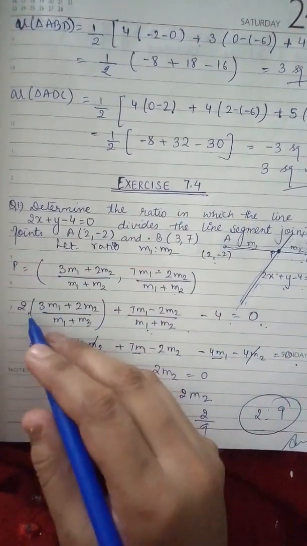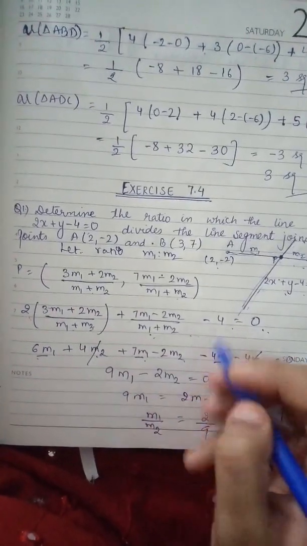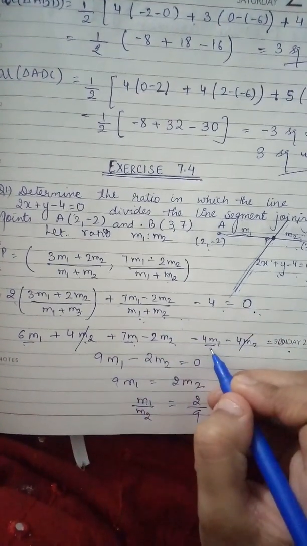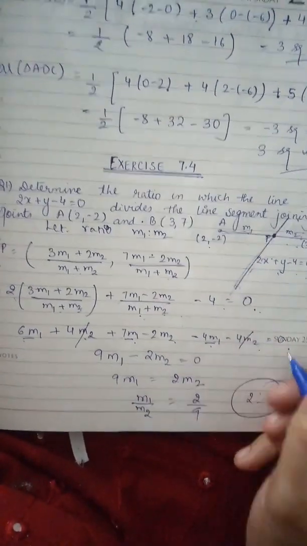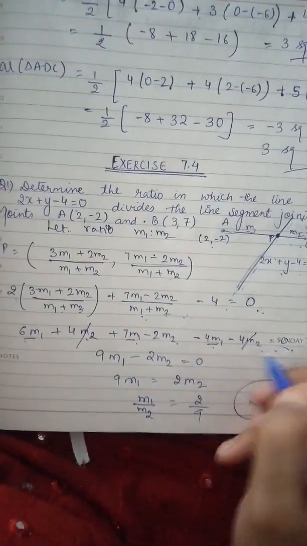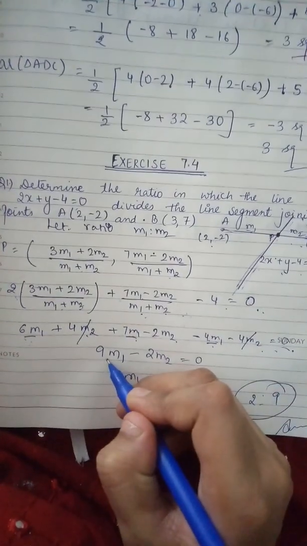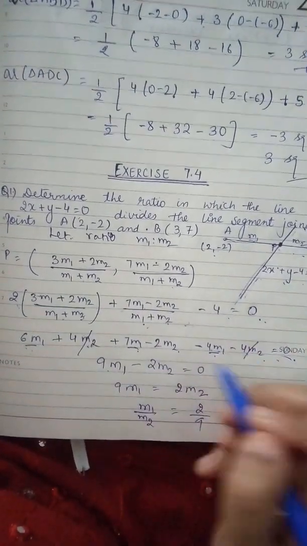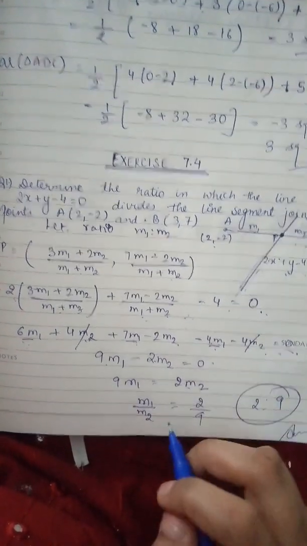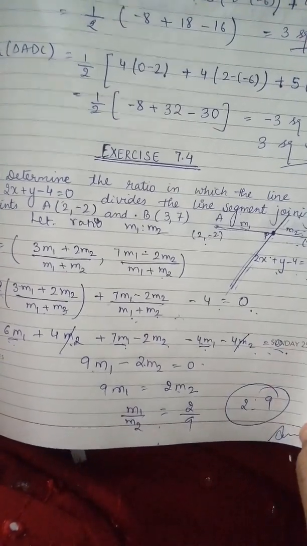If I take the LCM, 6m1 plus 4m2 plus 7m1 minus 2m2, and minus 4 will be multiplied by (m1 plus m2), that gives us minus 4m1 minus 4m2 is 0, because this complete will be multiplied by 0, which is 0. So 6 plus 7 is 13, 13 minus 4 is 9m1, 4m2 gets cancelled, minus 2m2 is 0, so 9m1 is equal to 2m2, which gives us m1 upon m2 is equal to 2 upon 9.